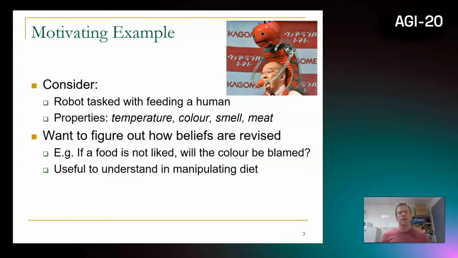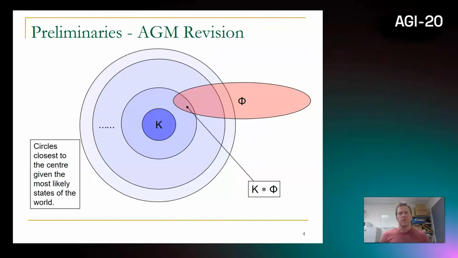But basically, the idea is any kind of general intelligence needs to be able to have a model of how somebody else changes their mind in response to new information. So I don't want to go into really long preliminaries because this is a general intelligence talk.